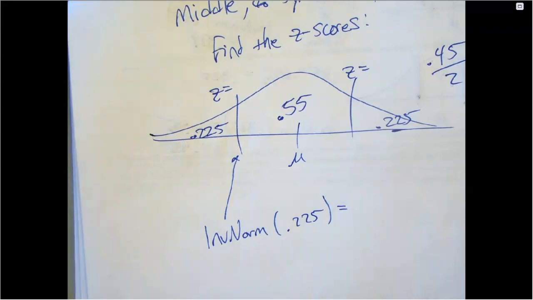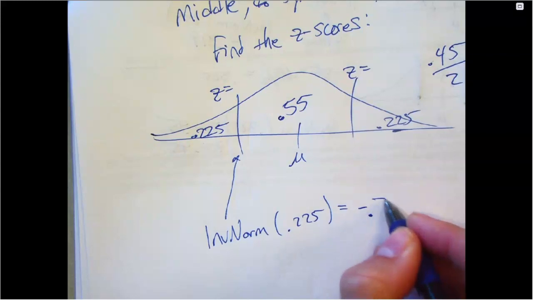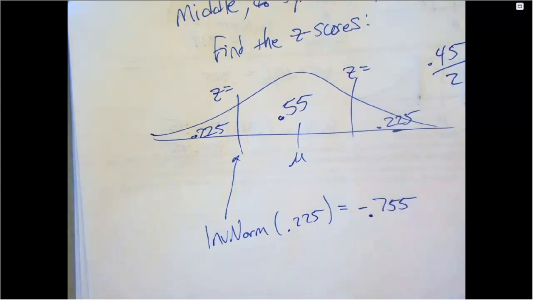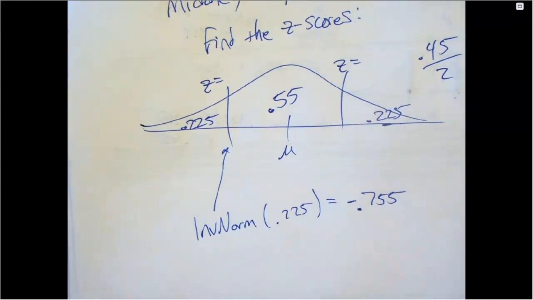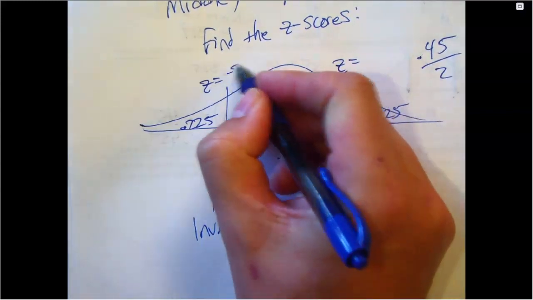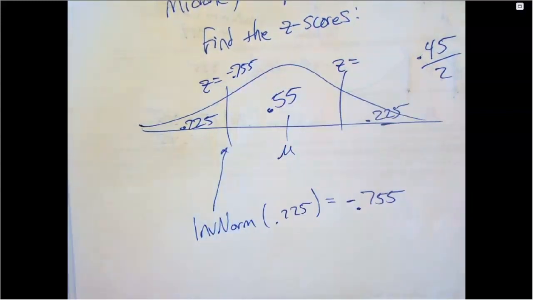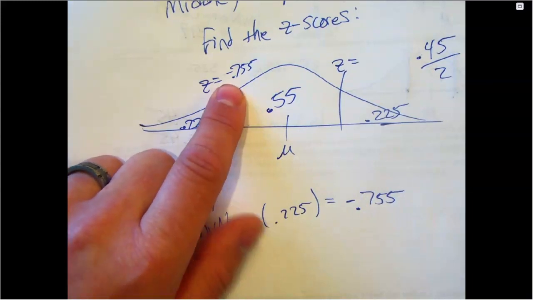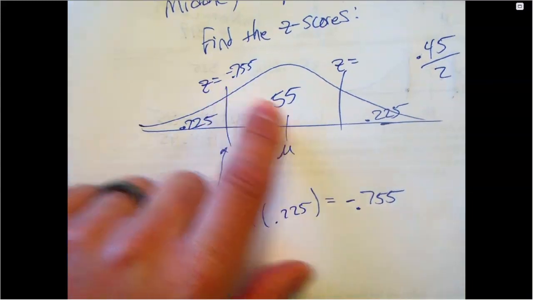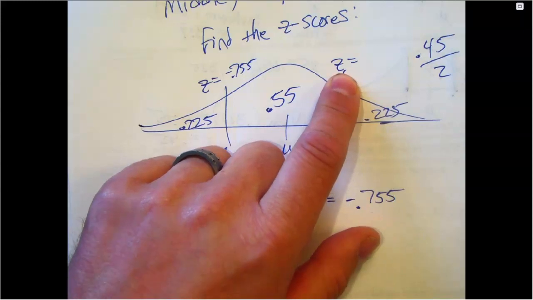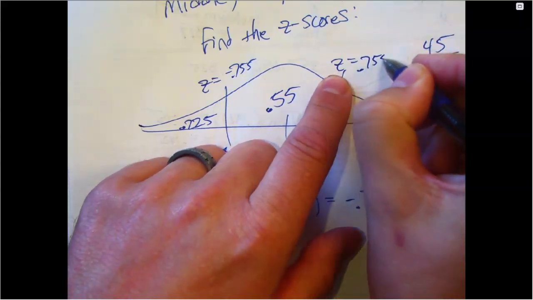Should this be a positive or negative number? Negative because I'm below the mean, right? So I get negative 0.755. Before I go to the next part, are there questions on how I did that part? So for the other one, you can do it two ways. That's probably good to understand both. But if this is negative 0.755 and it's a symmetric graph, what does that have to be? It's got to be positive 0.755.